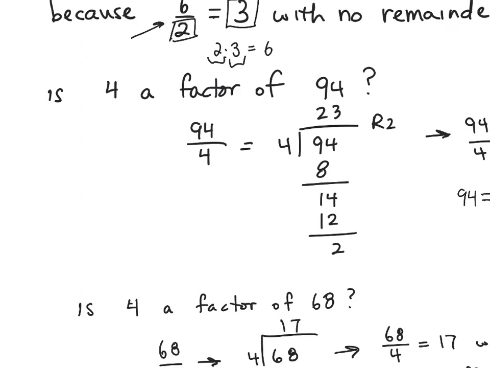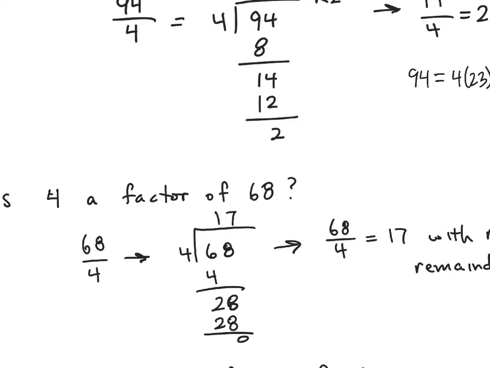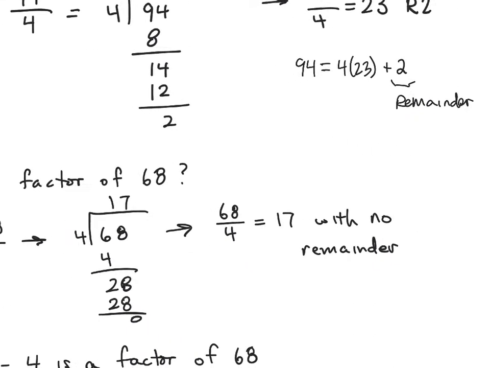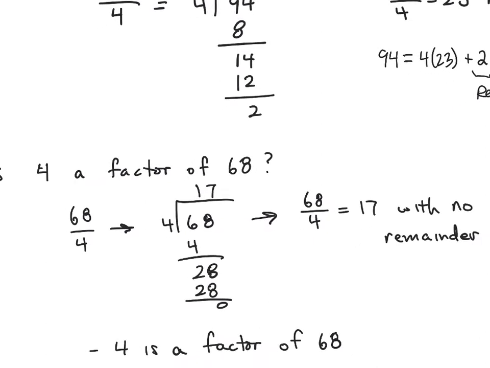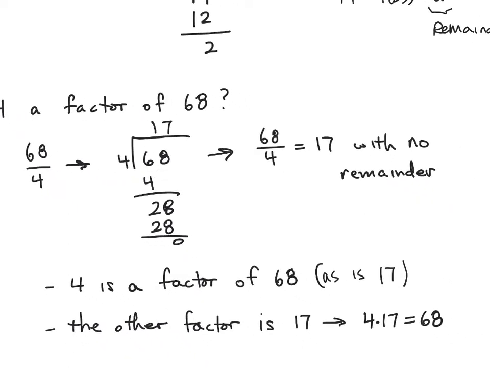Now, is 4 a factor of 68? Again, we can try to show using long division. You can see here that when we divide 68 by 4, we get a remainder of 0. So 68 divided by 4 is 17 with no remainder, which proves that 4 is a factor of 68, as is 17. If 4 is a factor of 68, then 4 has to pair with another number to multiply together to equal 68, and it's 17. The other factor is 17. 4 times 17 equals 68.